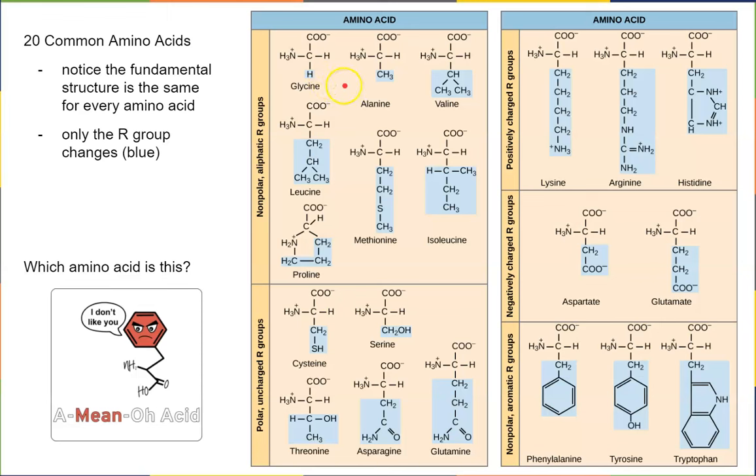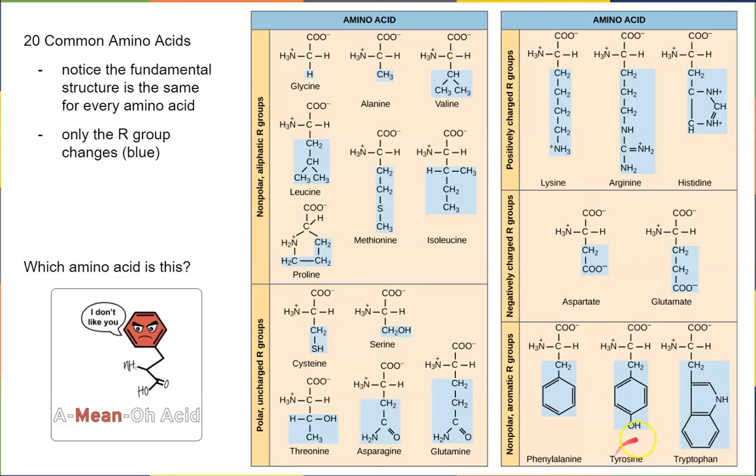Okay, so again, the only thing changing on each of these is what's shaded in blue, and that determines its chemical nature. So we have glycine, alanine, valine. These are nonpolar R groups. And then down here, things like cysteine, serine, those are polar. And then lysine, arginine, histidine are positively charged. You can see the little plus signs here. Then there's negatively charged, which is aspartate and glutamate, negative, right? And then you have those ring structures, which are nonpolar.